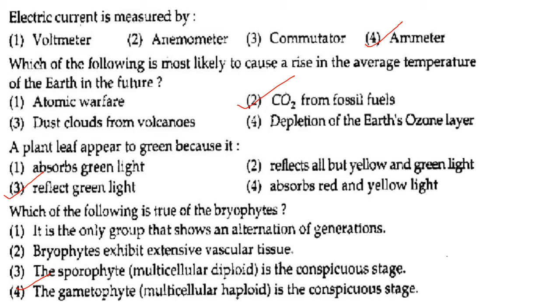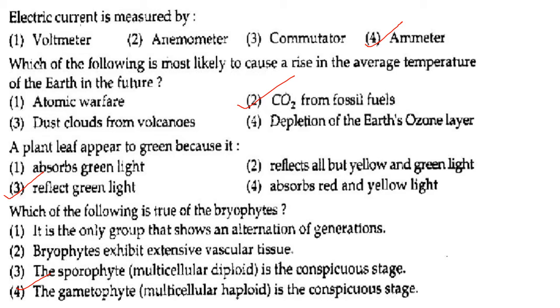Next one, which of the following is most likely to cause rise in the average temperature of the earth in the future? Option 1, atomic warfare. 2, carbon dioxide from fossil fuels. 3, dust clouds from volcanoes. 4, depletion of the ozone layer. Answer is option 2, carbon dioxide from fossil fuels.